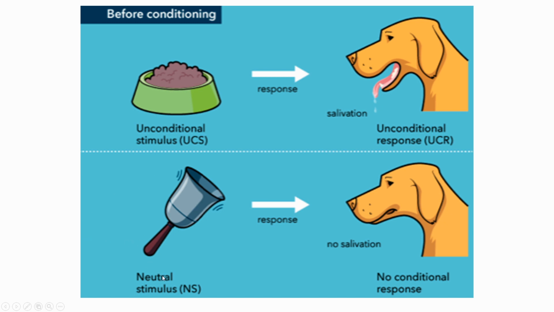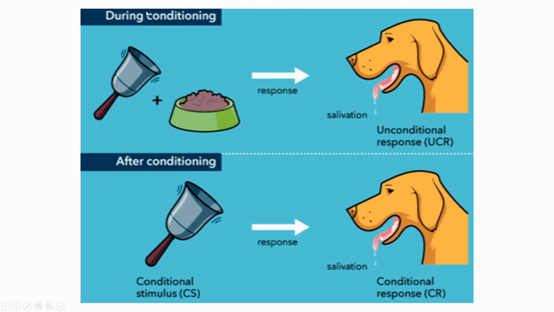Before conditioning, that bell sound is also going to be a neutral stimulus. If you ring a bell at a dog, they're not going to do anything. They're not going to salivate. They don't know anything about the bell. So there's no conditional response here. There's nothing going on. And because there's no conditional response, we still call this a neutral stimulus.